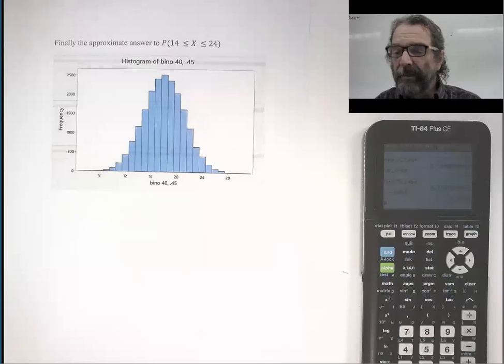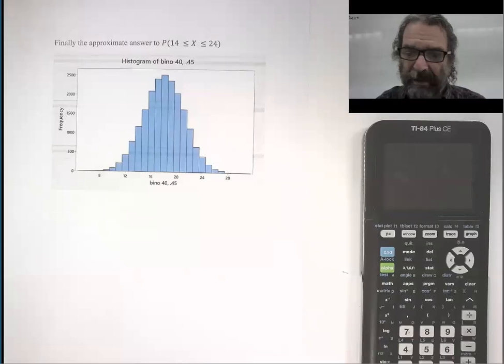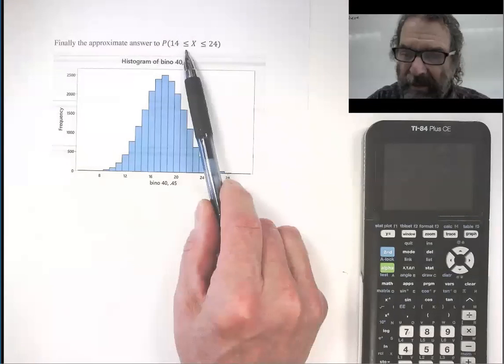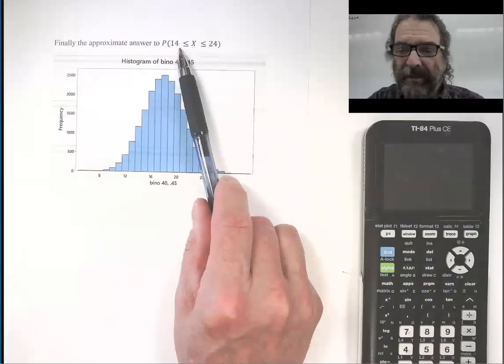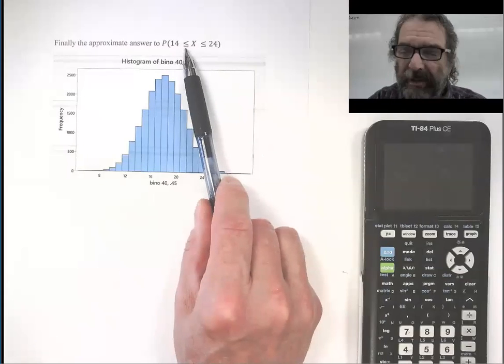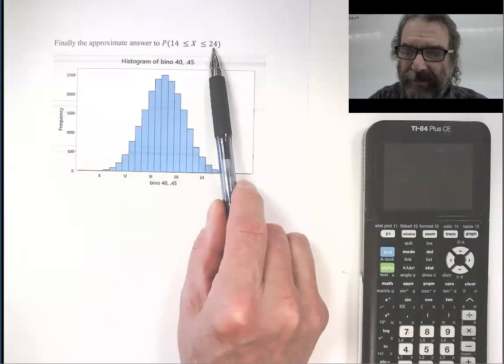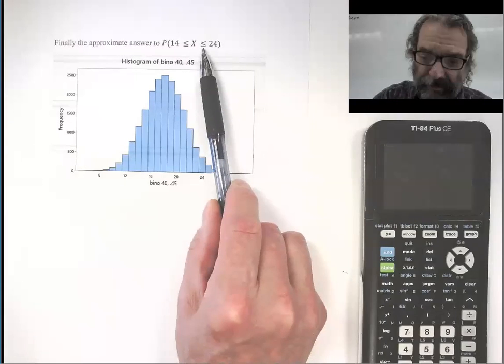Okay, we're ready for the final calculation. It involves all the steps we've used so far and not really that much more. We've got to be careful how we read this. We want to find the chance x is between 14 and 24. It's allowed to be 14 because there's an equal sign under that inequality symbol, and it's also allowed to be 24 because there's an equal sign under that inequality symbol.